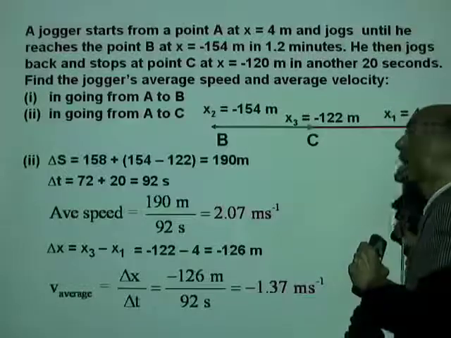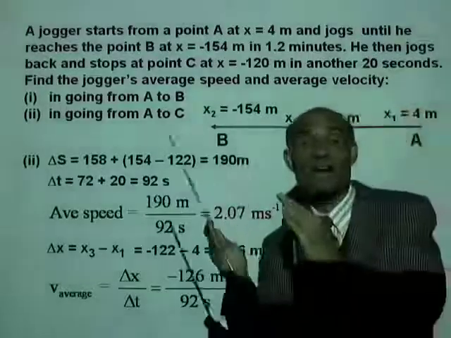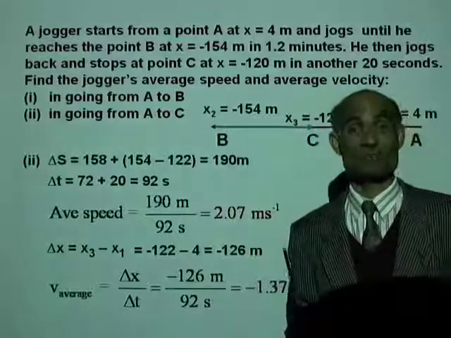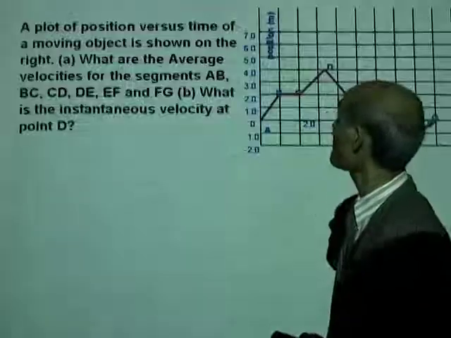Going from B to A is positive. So the average velocity will be 0. Alright, let's do another problem.